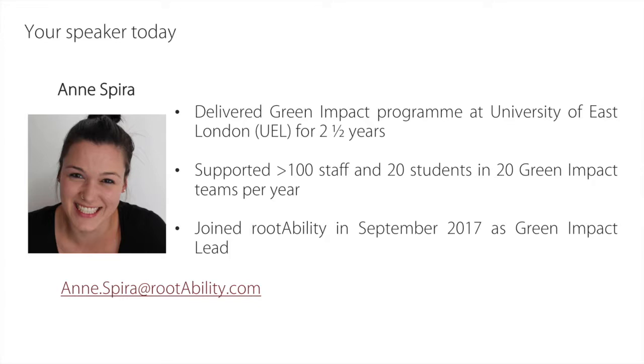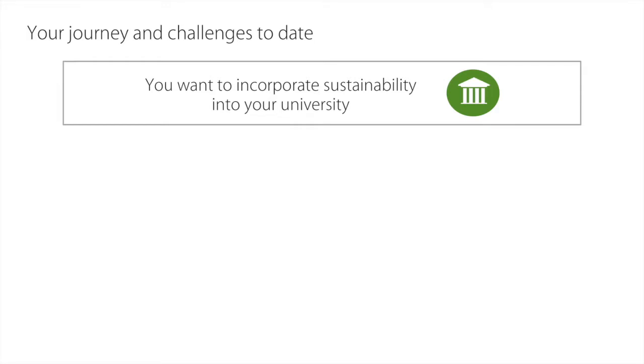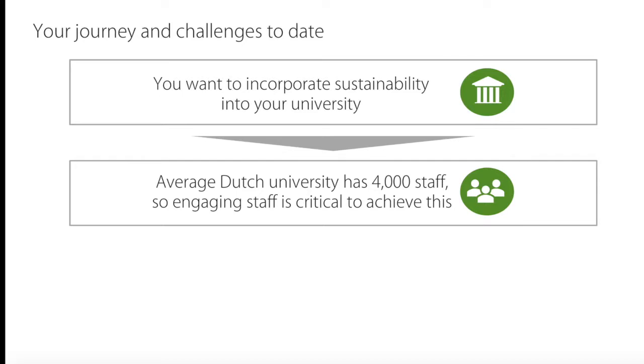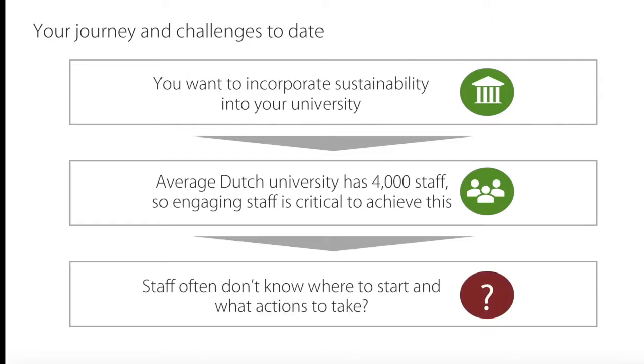What we've experienced throughout the last few months is that you're trying to incorporate sustainability into your universities. A lot of the Dutch universities have a lot of members of staff, on average about 4,000 at each Dutch university. So engaging them in incorporating sustainability into the university seems very critical and will be an important step to achieve this.